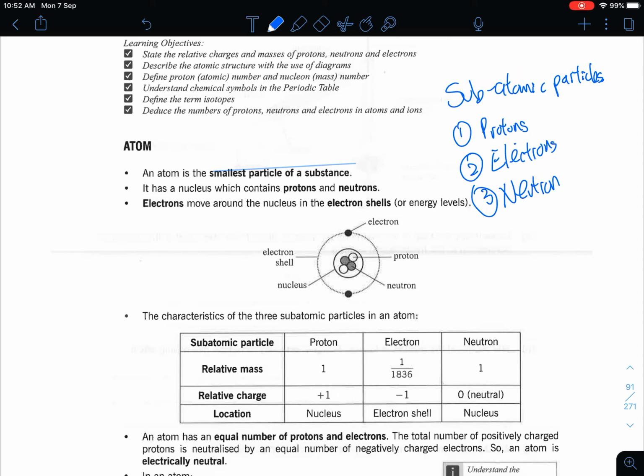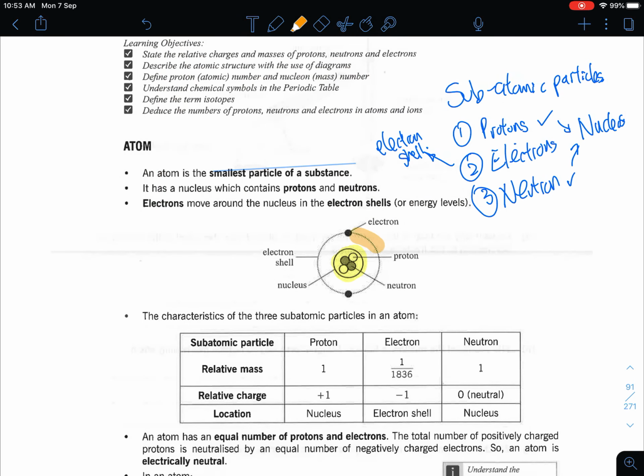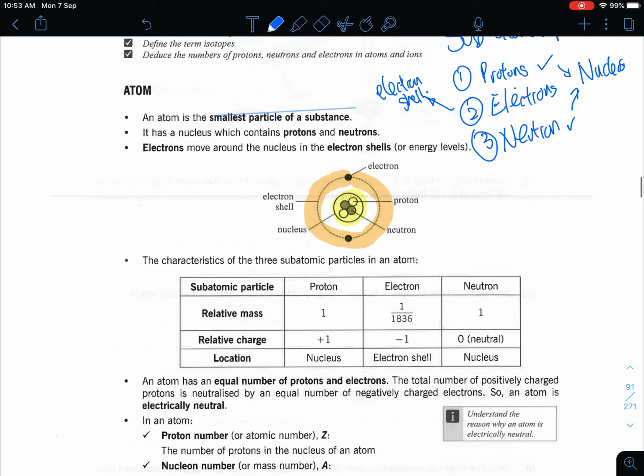So where are they found? Your protons and neutrons are generally found in the nucleus of the atom. Now what is the nucleus? The nucleus is the one highlighted over here in the middle. Okay. Whereas your electrons are found in your electron shell. The electron shell is the other region surrounding the atom. Usually it has an orbital path.